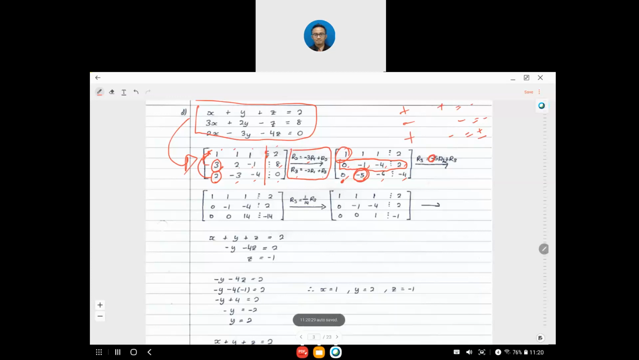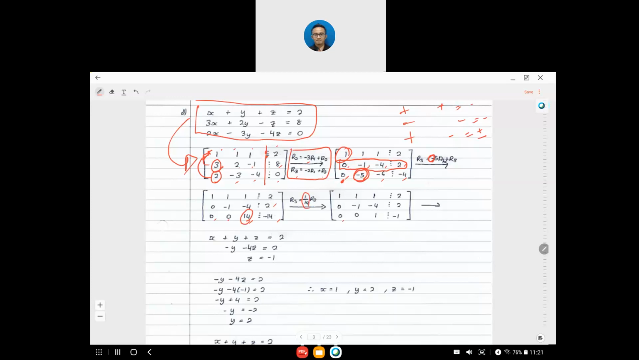-5 row 2 plus row 3. Okay, what is the value you get? 0, 0. -5 times -4, 20 minus 6, 14. Okay, -5 times 2, so you can get negative 10. -10 minus 4, -14. And then our last target is to transform this -14 to become 1. So you must times by 1 over 14.